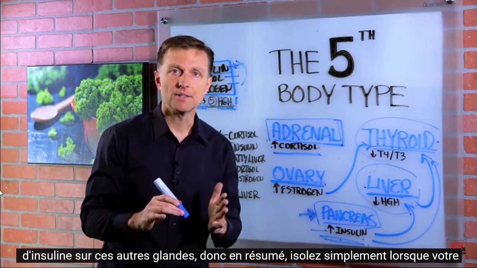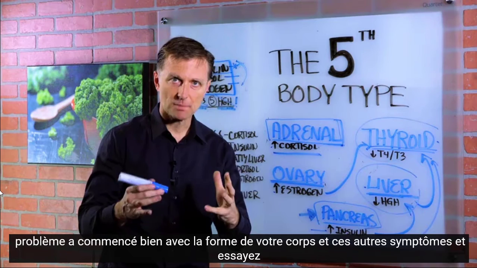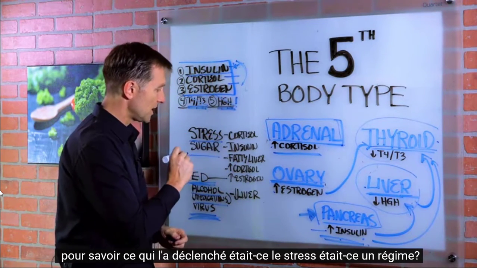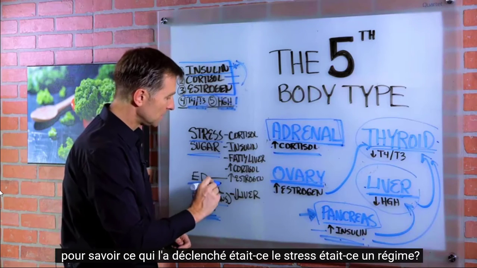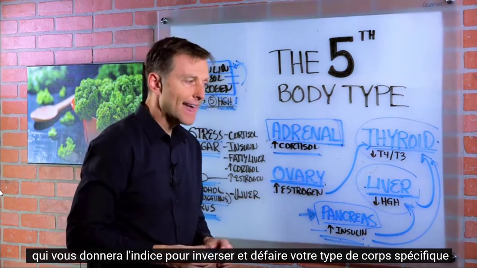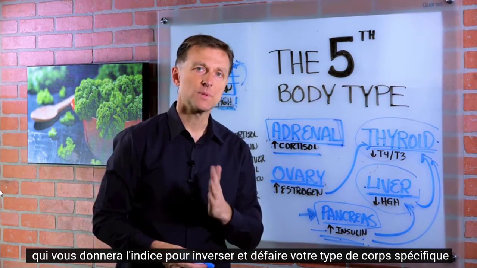So in summary, just isolate when your problem started, okay, with your body shape and these other symptoms, and try to find out what triggered it. Was it stress? Was it diet? Was it something in your environment? Was it alcohol? Was there medication? Was there an infection? And that will give you the clue to reverse and undo your specific body type.